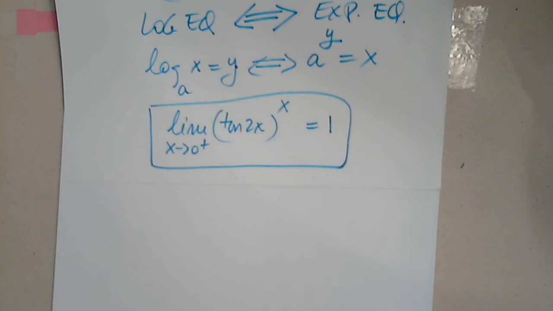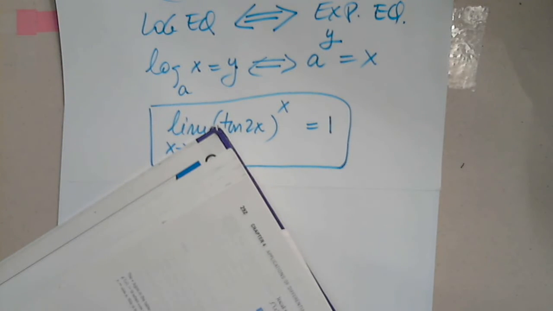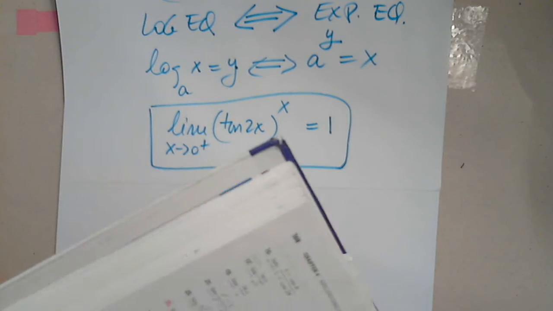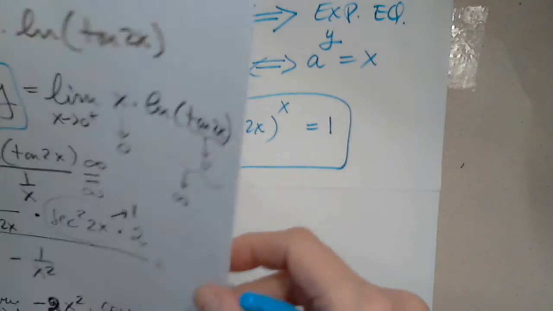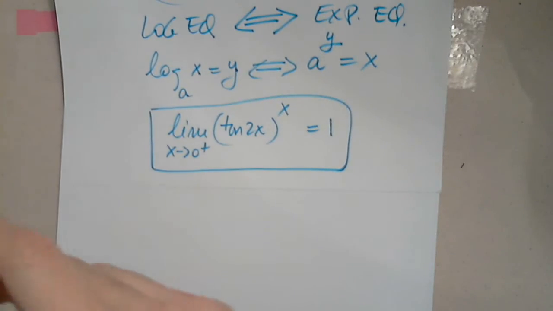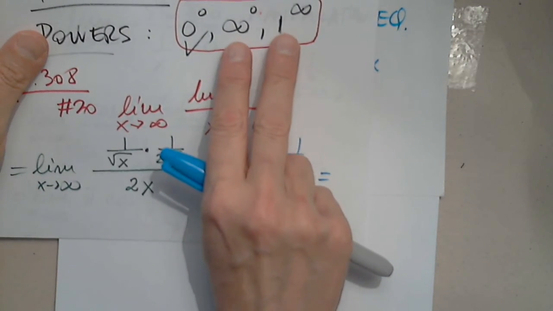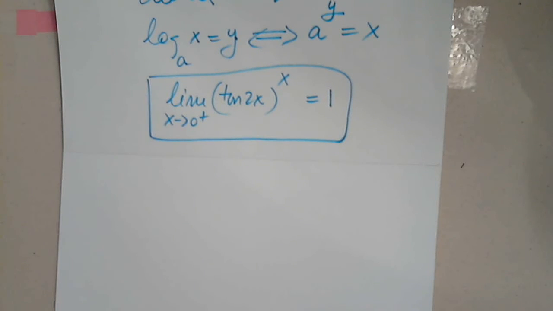And of course I shut my book. So this was a situation which is a power situation of 0 raised to 0. And we have 2 more to look at. Any questions so far? Any questions on this before we look at the next problem?